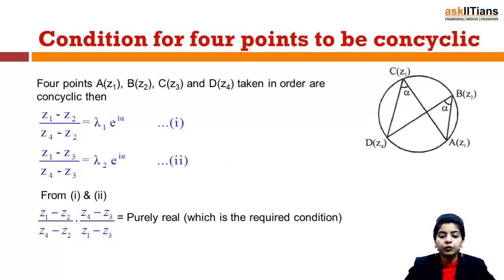Now we have the condition for 4 points to be concyclic. So if you are given 4 points A, Z1, B, Z2, C, Z3 and D, Z4 taken in order, right? We are taking this in order. This is A, B, C and D.